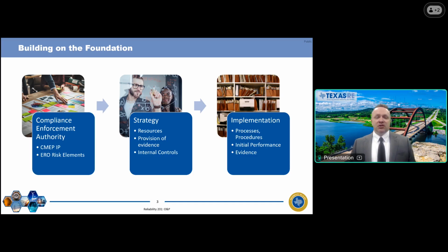Today, we're going to talk about strategy that your organization can use so that you can provision resources and maintain evidence to prove compliance. And we're going to focus on internal controls around those processes and procedures and how you can implement those processes and procedures to help your organization prove compliance.